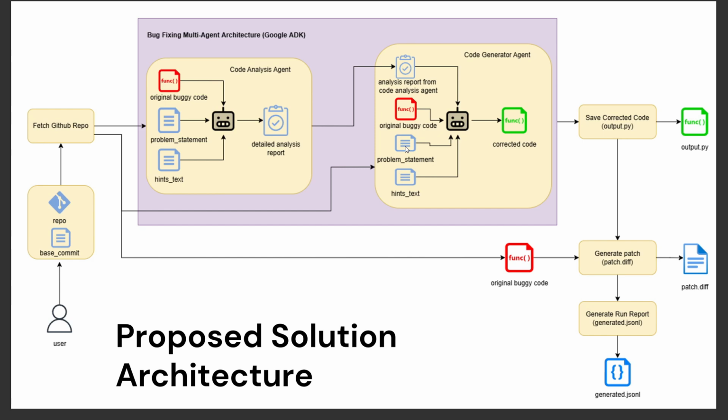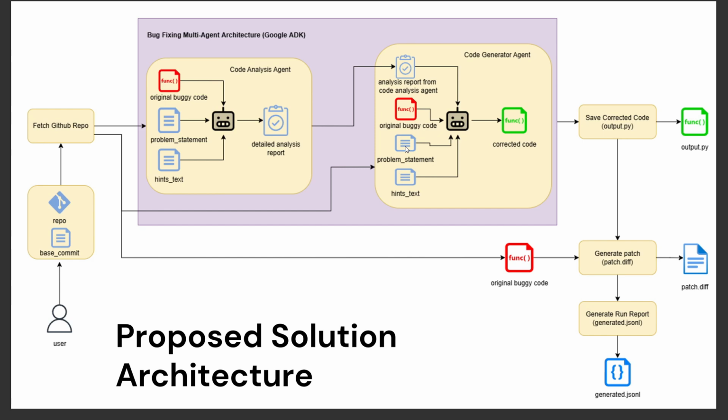The code analyzer agent gets the original buggy code, the problem statement, and the hints in a system prompt as context. It then thoroughly analyzes the buggy code to find the relevant code blocks where the changes need to be done according to the problem statement and gives a detailed analysis report on it. This report is then passed to the code generator agent along with the original buggy code, the problem statement, and hints in the system prompt as context. And then this agent generates the complete fixed code as output.